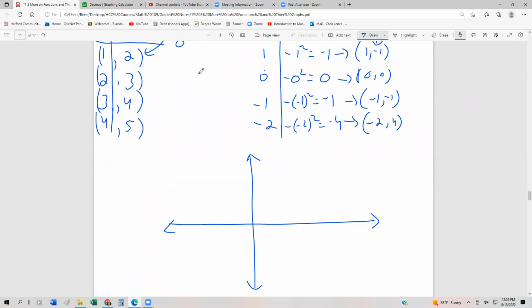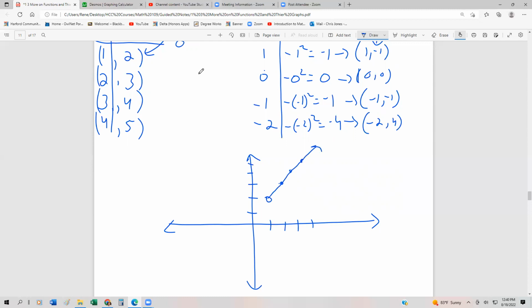And we have (1, 2). And remember, we put an open circle there. And then we have (2, 3). So we have a point here, about. And we have (3, 4). And then finally, we have (4, 5). Right? And it looks like it's just going to follow this linear pattern.